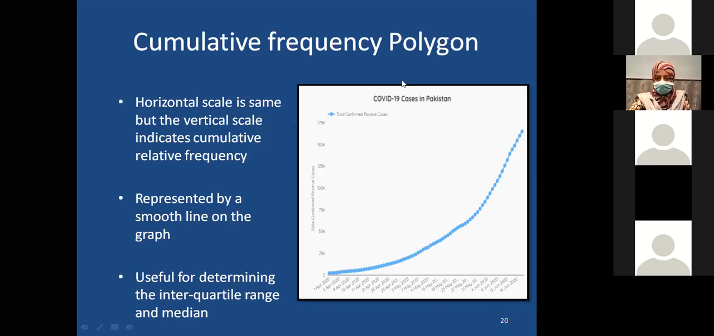Okay? So this is an example of the COVID-19 cases in Pakistan. So these are all the cases that occurred through June 2020. Okay? April to June 2020. These are the number of cases that occurred.